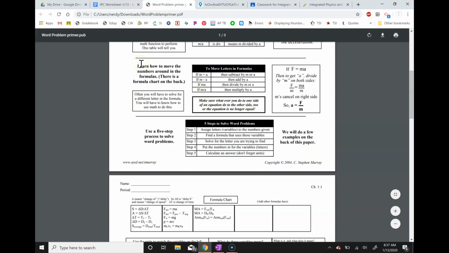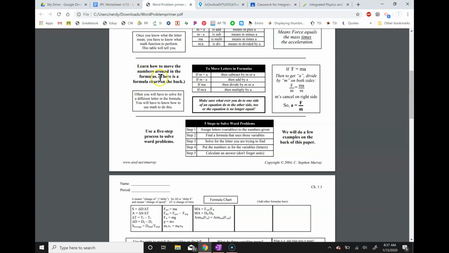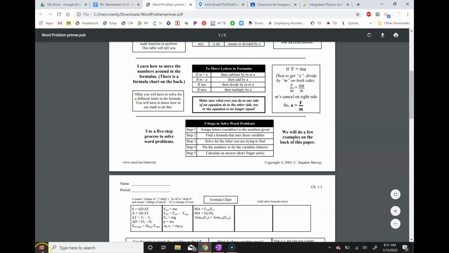Okay, now we have to learn how to move the numbers around the formulas. You should be a little bit familiar with this through your Algebra 1 class.